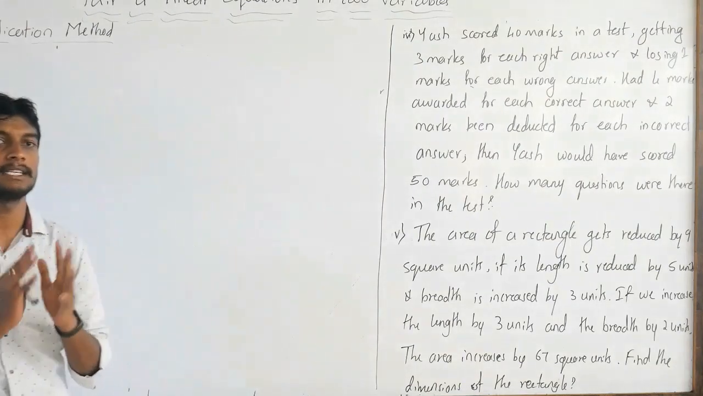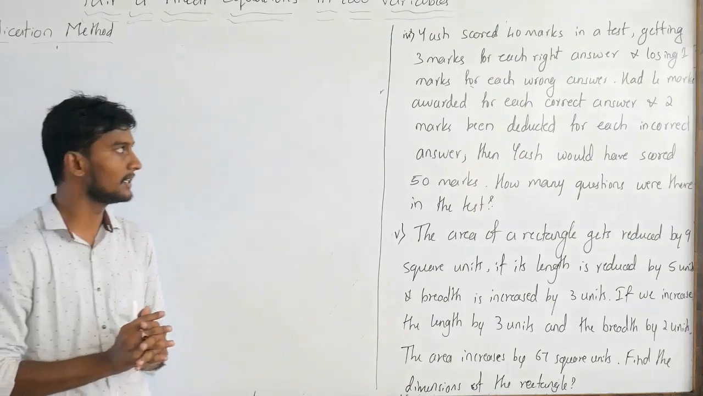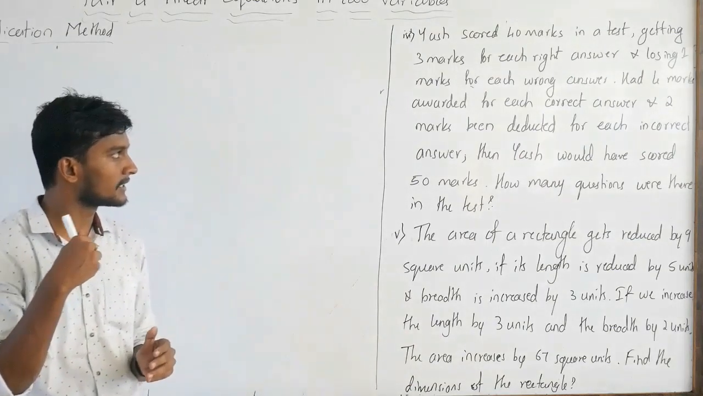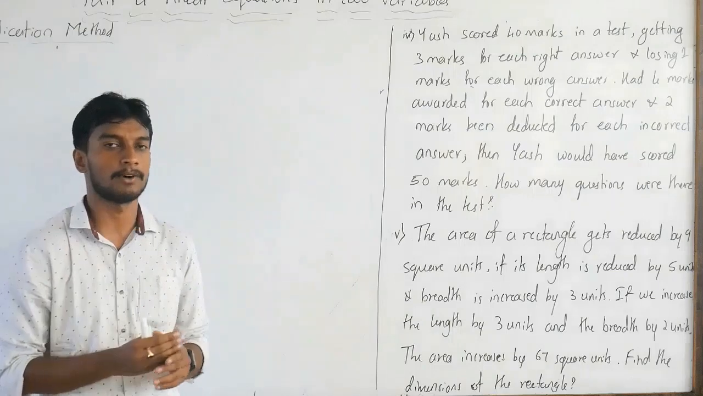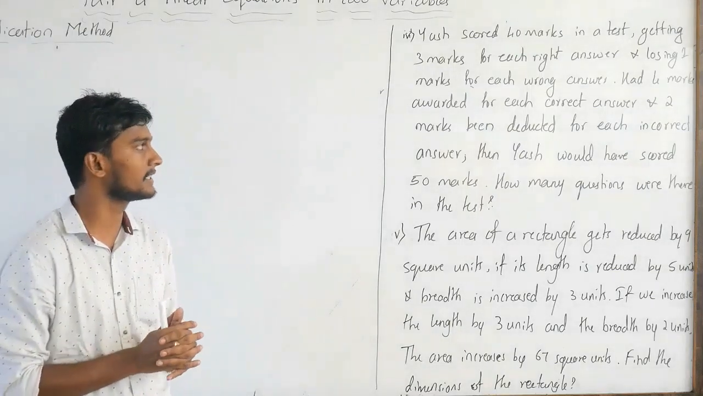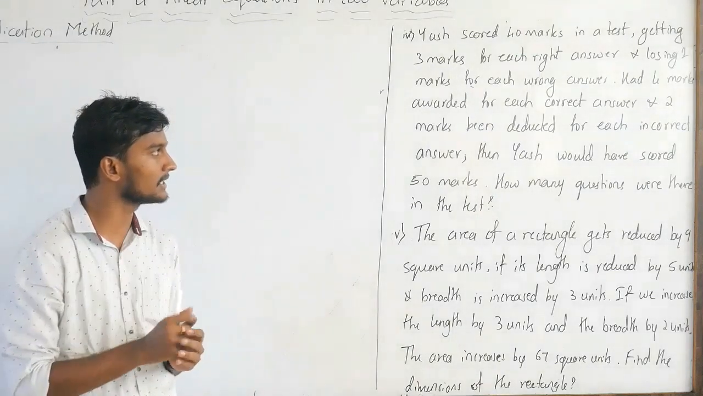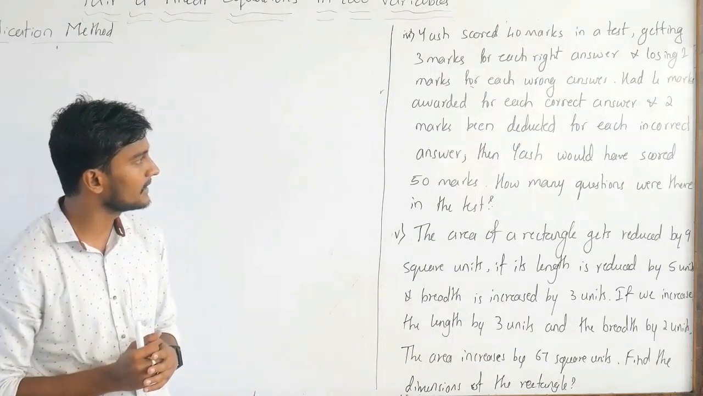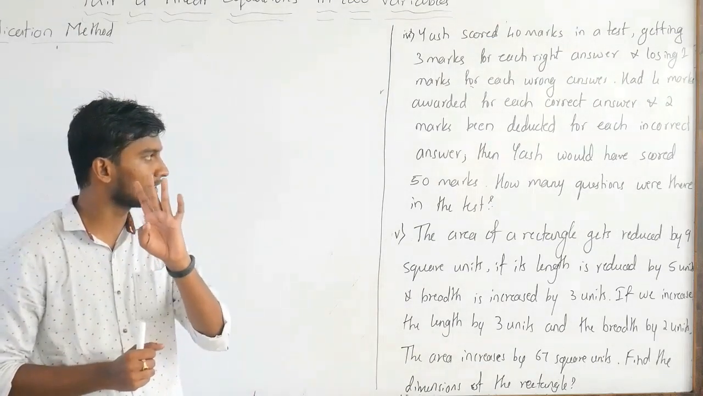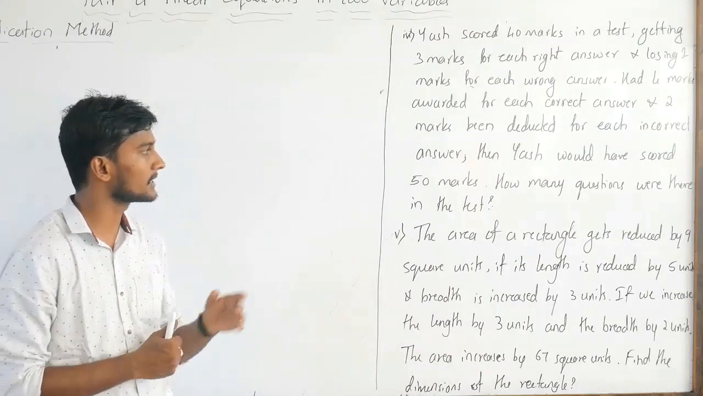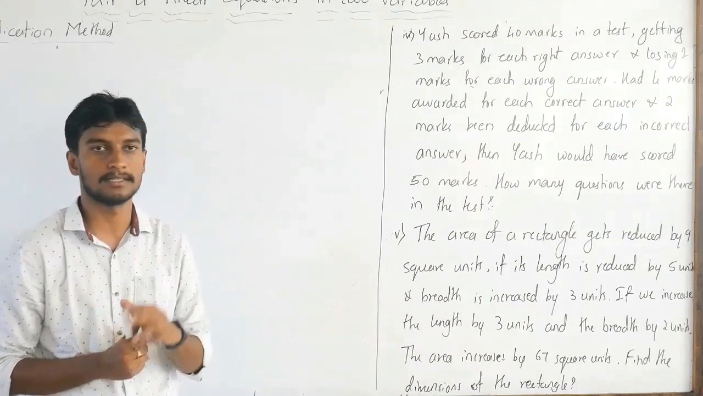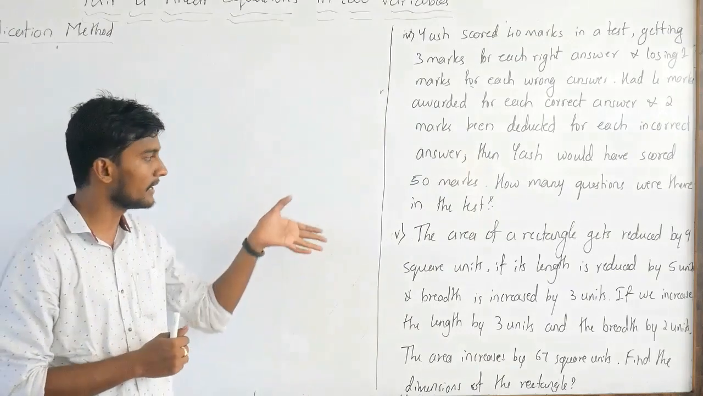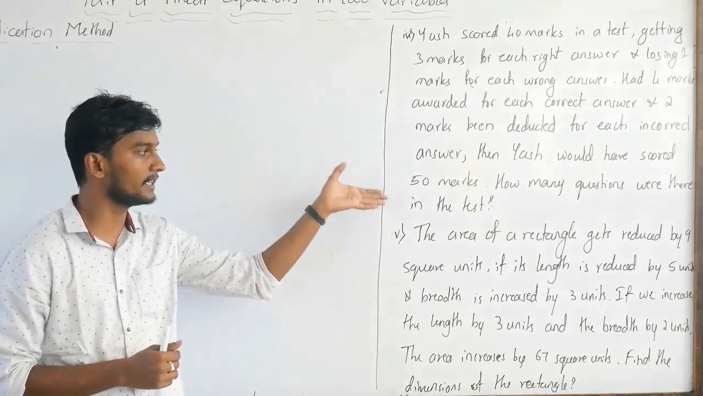Here the two conditions are there. In the first condition, they are giving 3 marks for 1 correct answer, and for 1 wrong answer, they are deducting 1 mark. In the second condition, they are giving 4 marks for a correct answer, and for a wrong answer they are deducting 2 marks. There are 2 conditions. We have to find how many questions were there in the test.